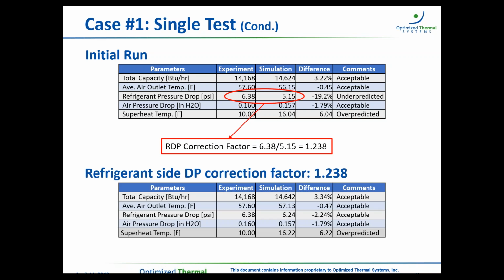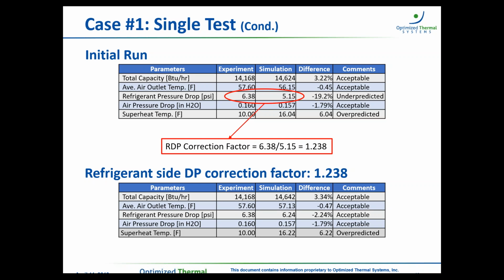So we've inflated the predicted refrigerant pressure drop by about 24%, and as a result, we have a pressure drop that's matching much more closely to our experimental value. And we can continue to fine-tune this, but typically this is a very simple approach to tune something like refrigerant or air side pressure drop.